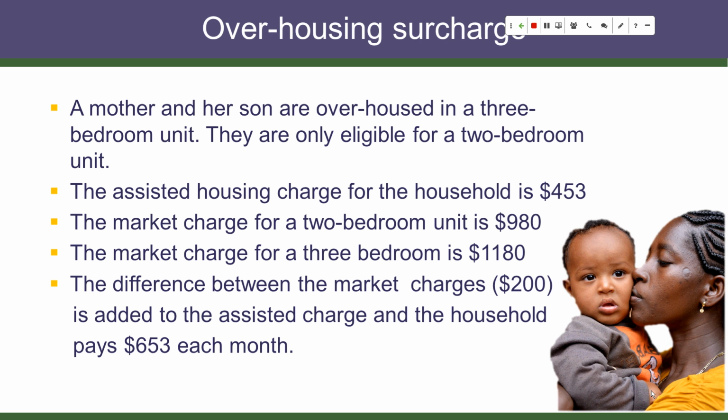So as an example, we have a mother and her son who are overhoused in a 3-bedroom unit. They're only eligible, of course, for a 2-bedroom, 1 room for the mom and 1 room for the son. Their assisted housing charge for the household is $453, but market rent for a 2-bedroom unit is $980, and the market rent for a 3-bedroom is $1,180. So in this case, the difference between the market rent from a 3-bedroom to a 2-bedroom is $200. So that amount would then be added to the assisted household charge of $453, which then would mean that that household would have to pay $653 for their assisted housing charge. So it's a pretty easy calculation.